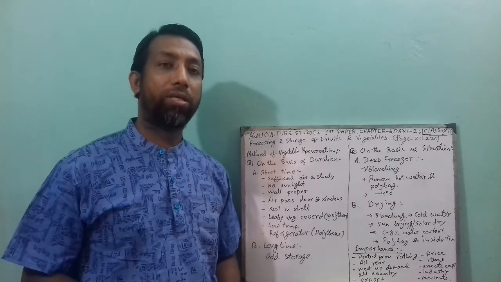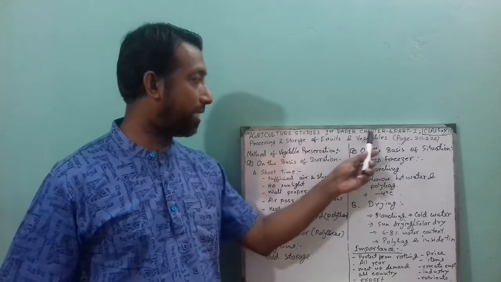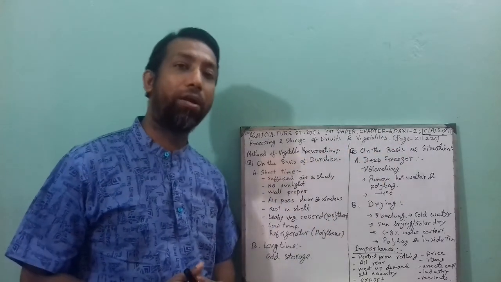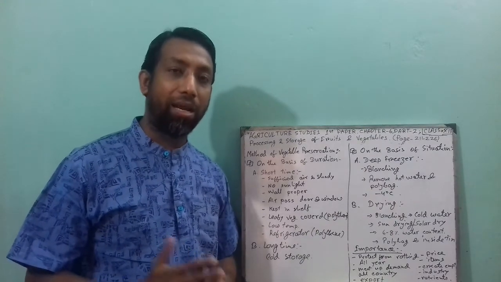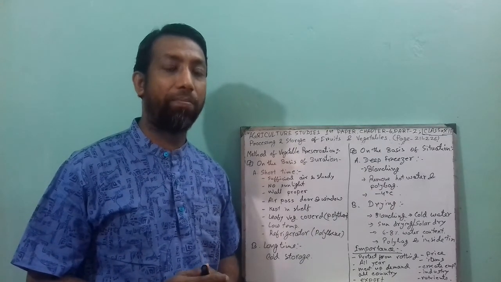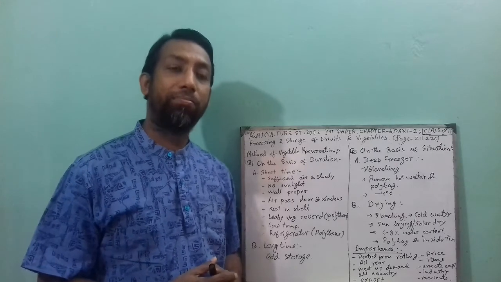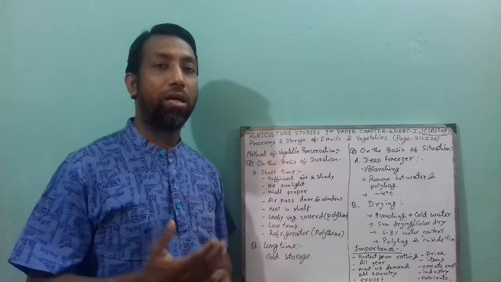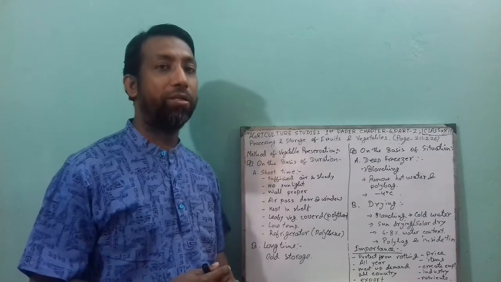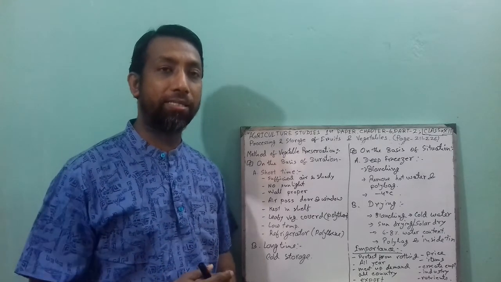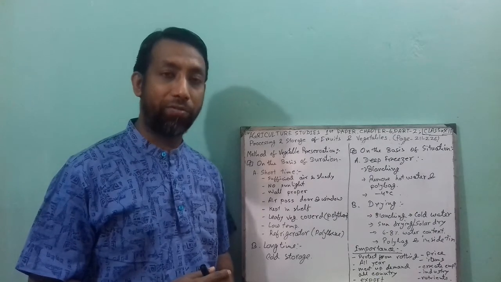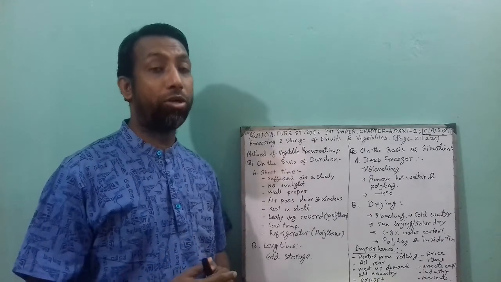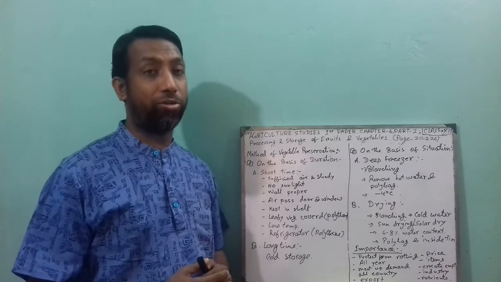Today I will give the lecture which is Chapter 6, first paper, and this is the second part of this chapter. Last lecture, I gave you some topics of this chapter, which were the concept of preservation, then causes of fruits and vegetable preservation, symptoms of fruits and vegetable preservation, and methods of fruit preservation.